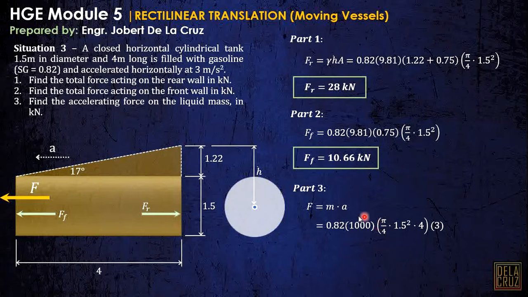Now, this is the rho of the oil, no? Sg times the rho of water. This whole term is rho of the oil. This is the volume of the oil: pi over 4 times diameter squared multiplied by 4. Then, i-multiply natin by acceleration. Then, we have the value of accelerating force.